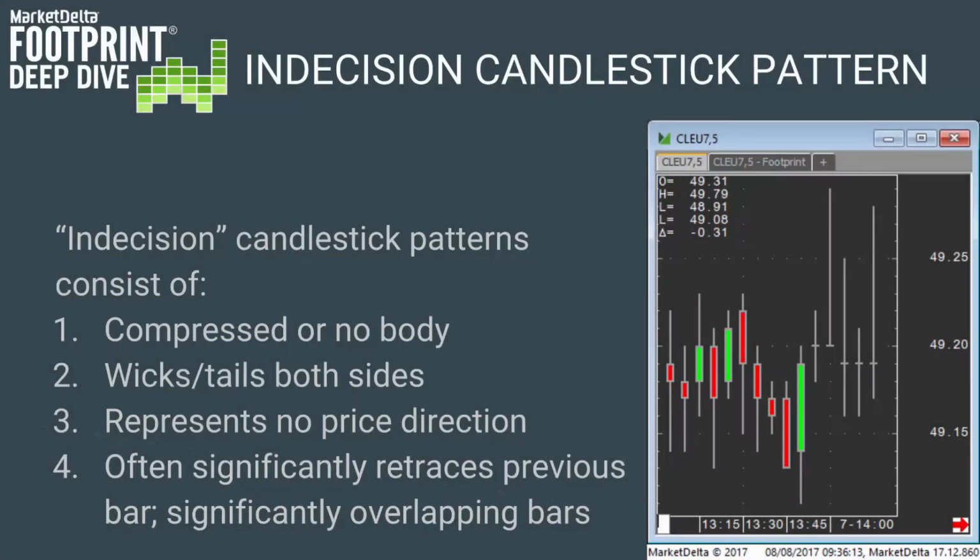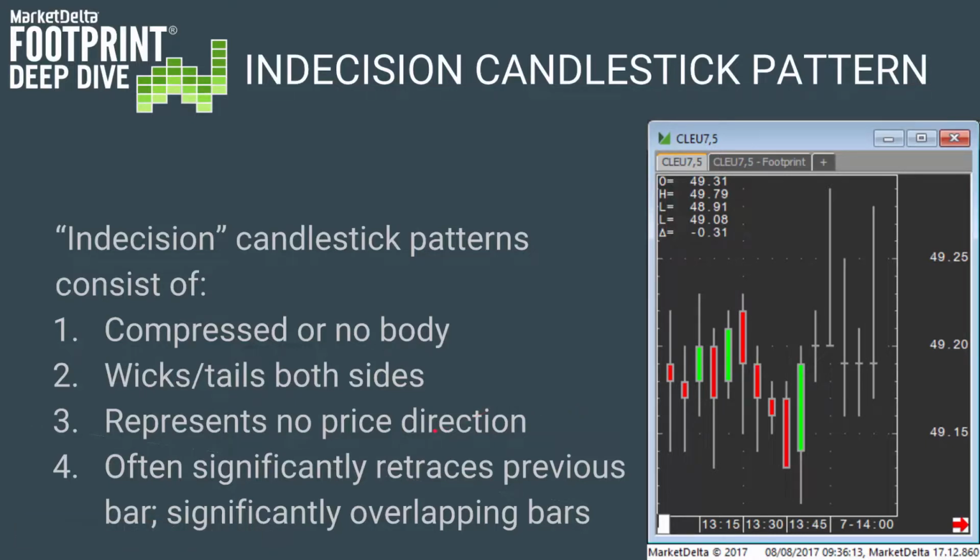All right, so let's take a look. Here, you can see on the right, we've got a candlestick chart, and you're getting a lot of these dojis, basically opening and closing at the same price. This is rare. But even if you look in here, you've got extreme overlap. So it's not just that we have this pattern of compressed or no body or long wicks or tails, but that we see significant overlap of bars. They often retrace significantly, or 100% of the previous bar.